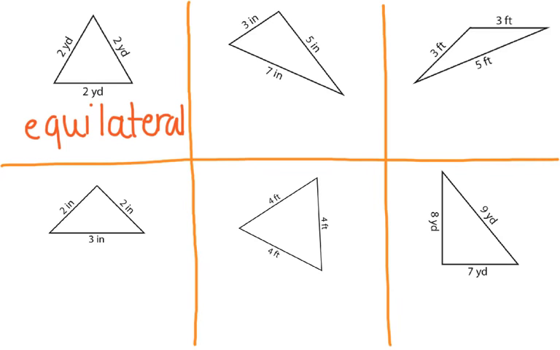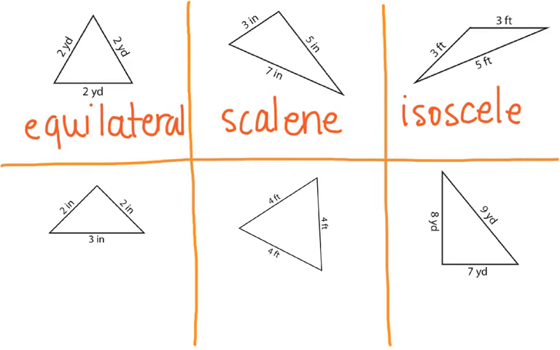On this next one here, I see side lengths of 3 inches, 5 inches, and 7 inches. None of them are the same, so this would be scalene. Okay, scalene has no sides the same. On this one here, I notice two of them are the same, 3 feet and 3 feet, and then one that's different at 5 feet. So this is that long word, isosceles. Two sides that are the same and one that is different.